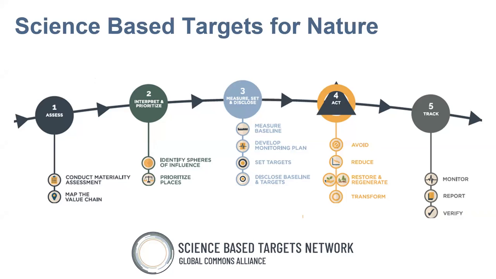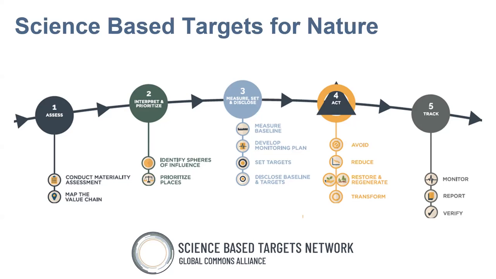What's new from the Science-Based Targets Network is this step 4, Act stage, which provides a hierarchy for actions that you could take, very similar to the mitigation hierarchy that many people will be familiar with. So it's around avoiding, reducing, restoring and regenerating, and transforming business models. And then the fifth step is about tracking progress, so monitoring, reporting and verification.